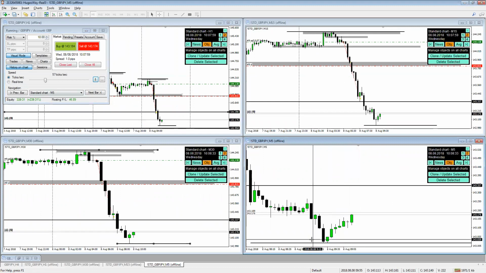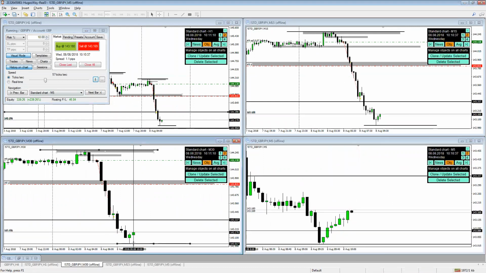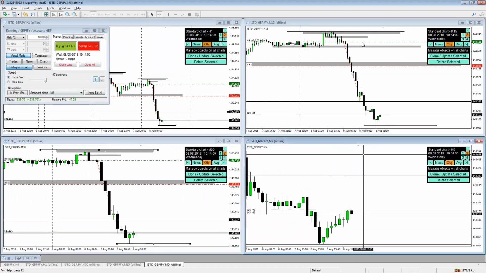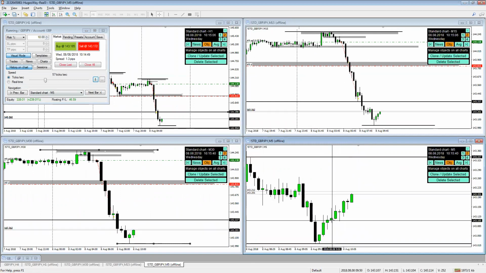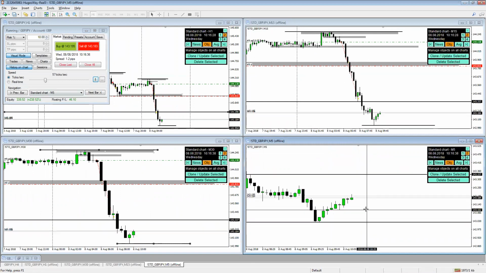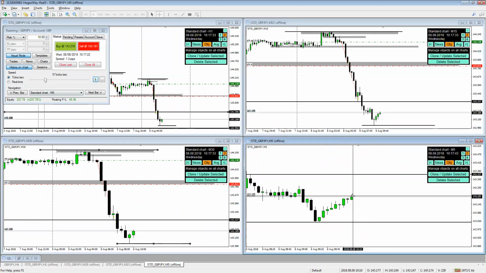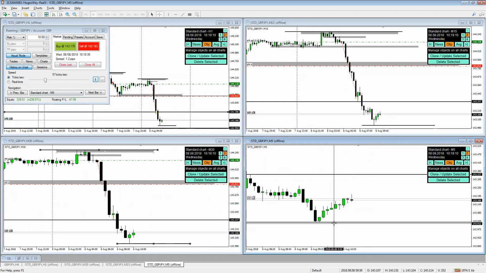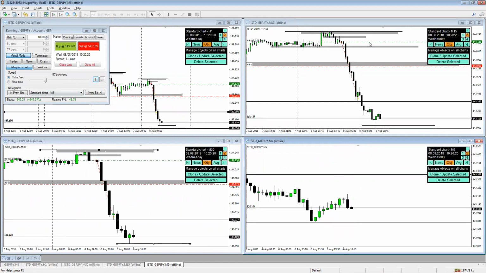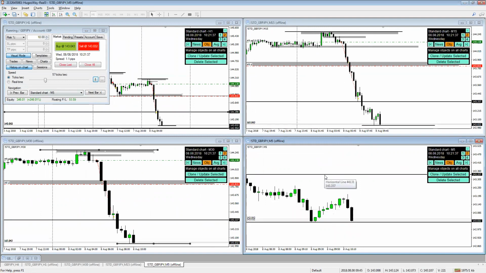So if it respects the recent low, I'm going to close the sell and take a buy. But if it just tanks and kills this support, I'm continuing to hold that sell.